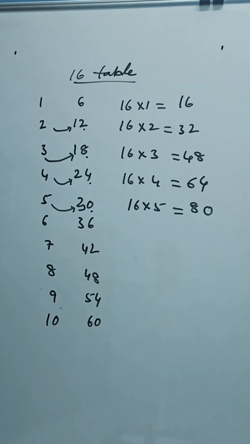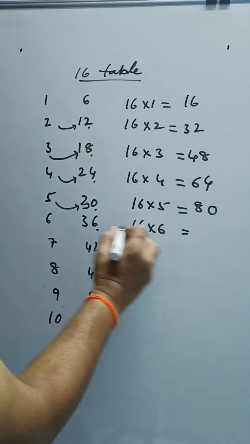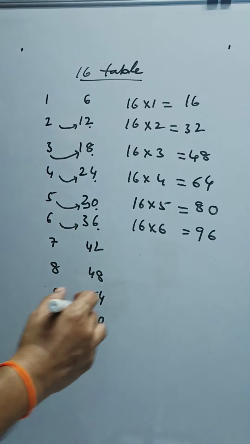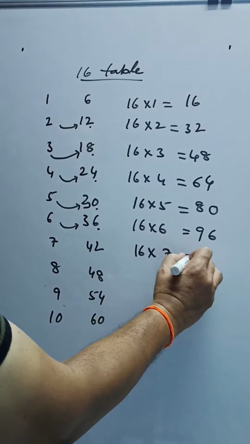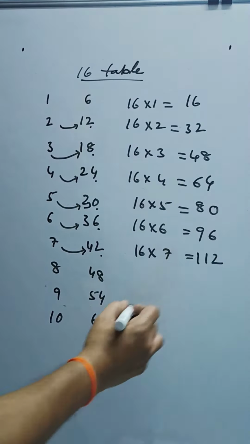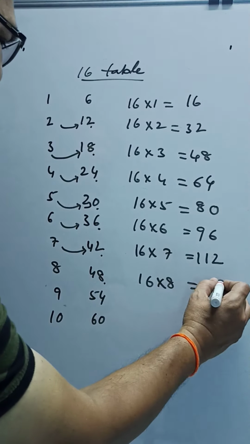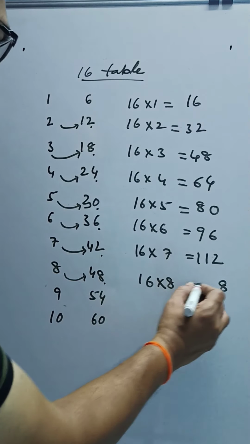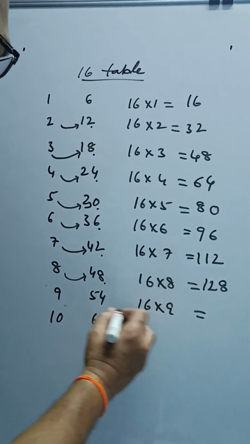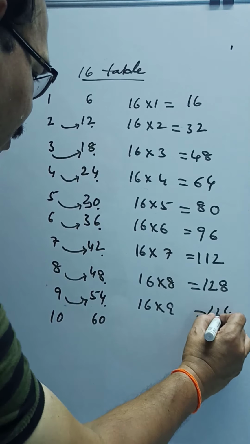16 fives are 80. 16 sixes are 6 in the ones place and 6 plus 3 is equal to 9 in the tens place. 16 sixes are 96. To write 16 sevens, 2 in the ones place, 7 plus 4 is equal to 11. 16 sevens are 112. 16 eights are 8 in the ones place, 8 plus 4 is equal to 12. 16 eights are 128. 16 nines are 4 in the ones place, 4 plus 5 is equal to 9 plus 5 is equal to 14.